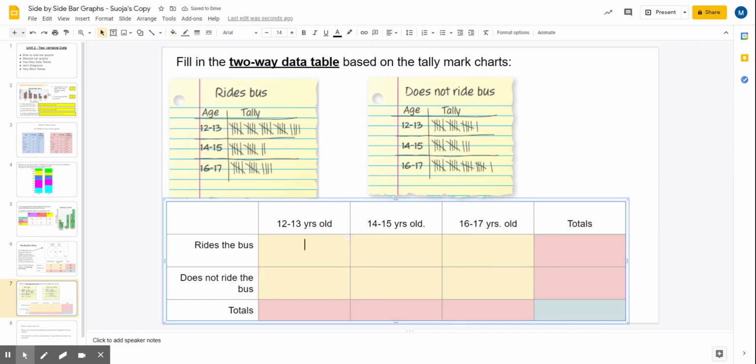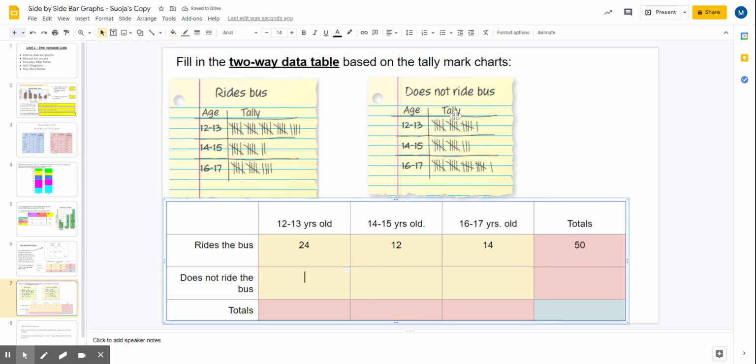All right, so how many 12 to 13-year-olds ride the bus? So ride bus, 12 to 13-year-olds, 5, 10, 15, 20, 24. All right, how about 14 to 15-year-olds who ride the bus? 5, 10, 12. 16 to 17-year-olds who ride the bus, 5, 10, 14. So we add those up, they add up to 50.